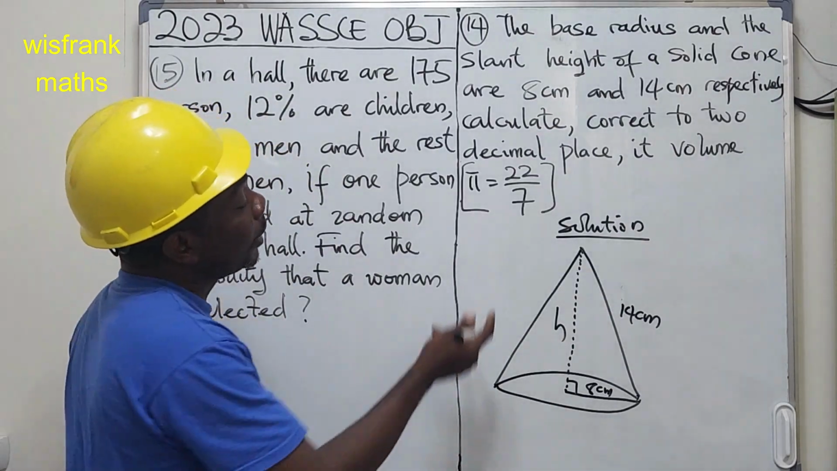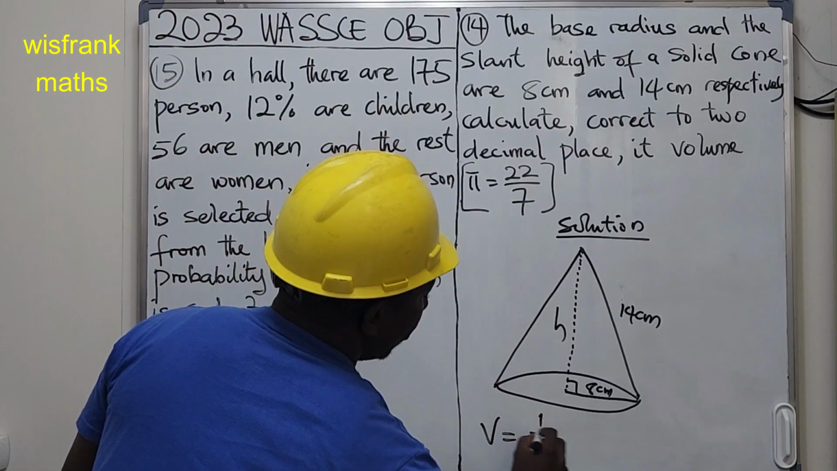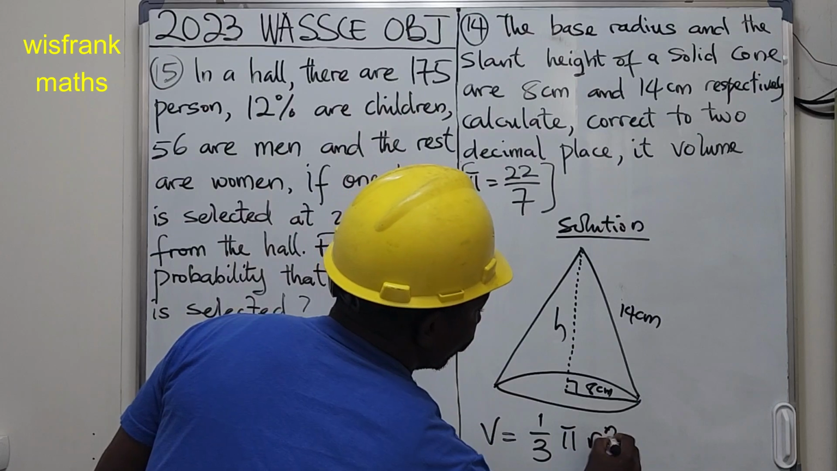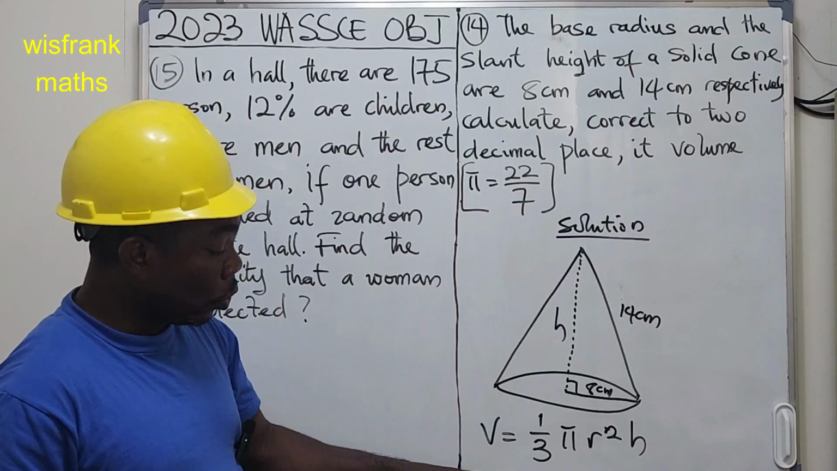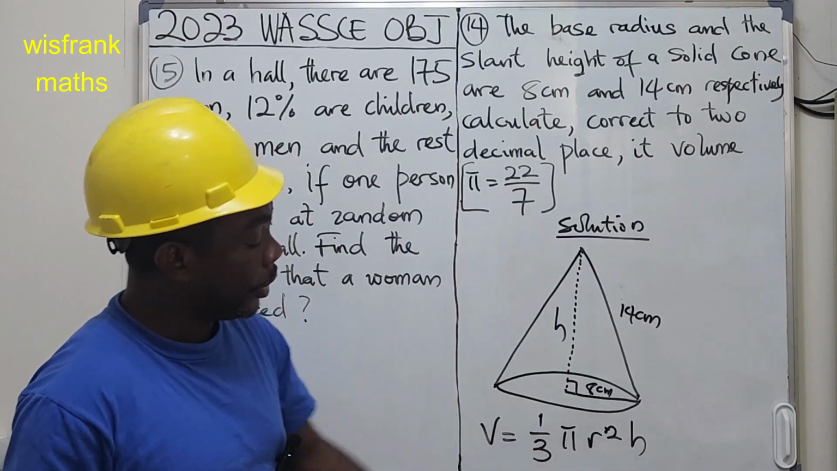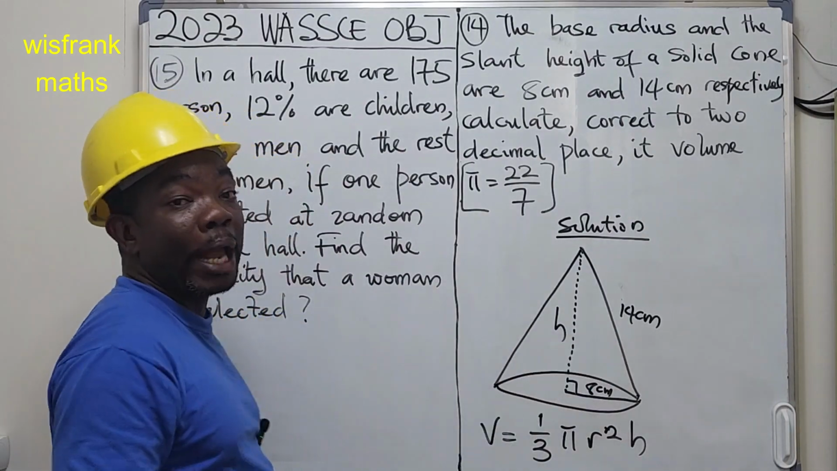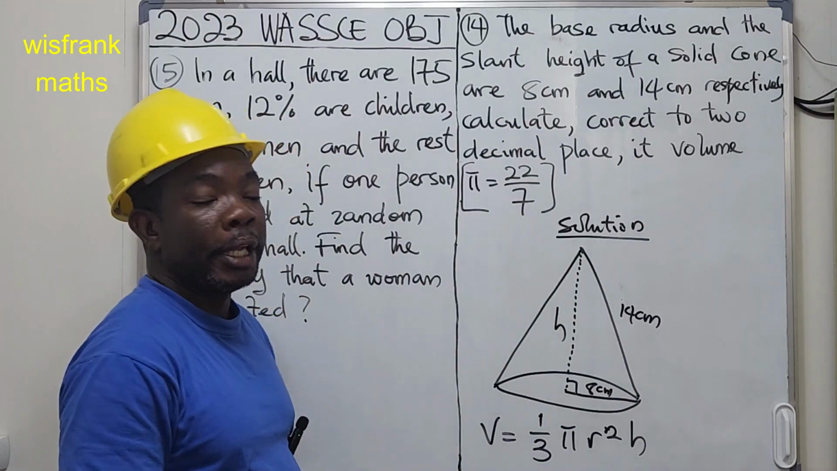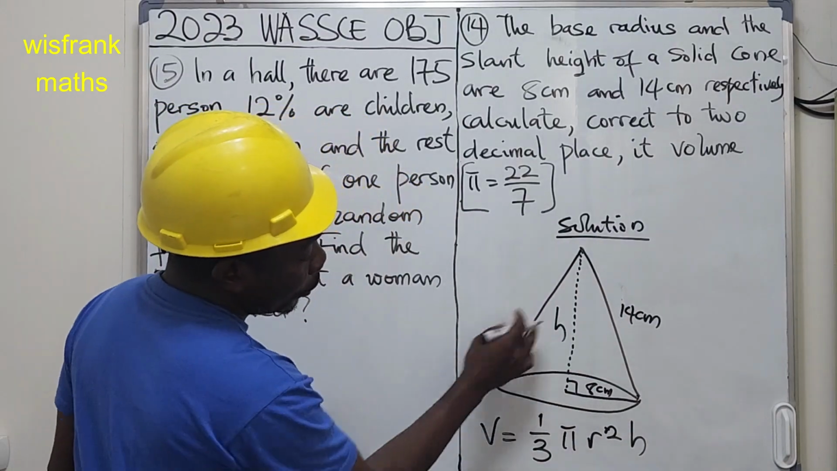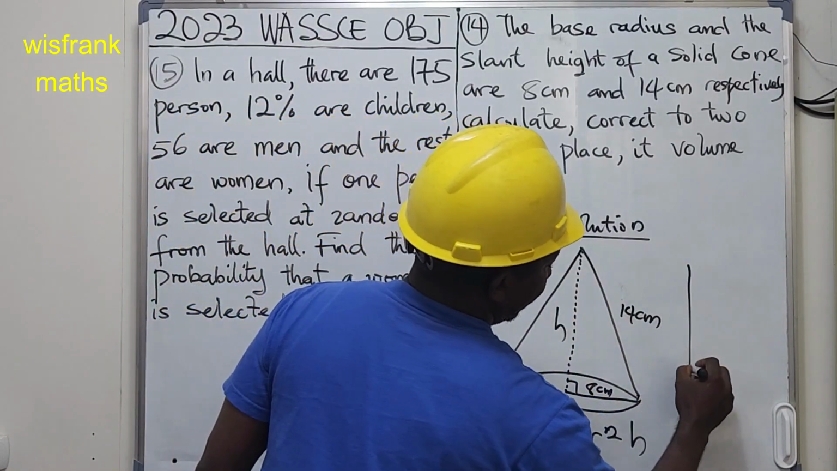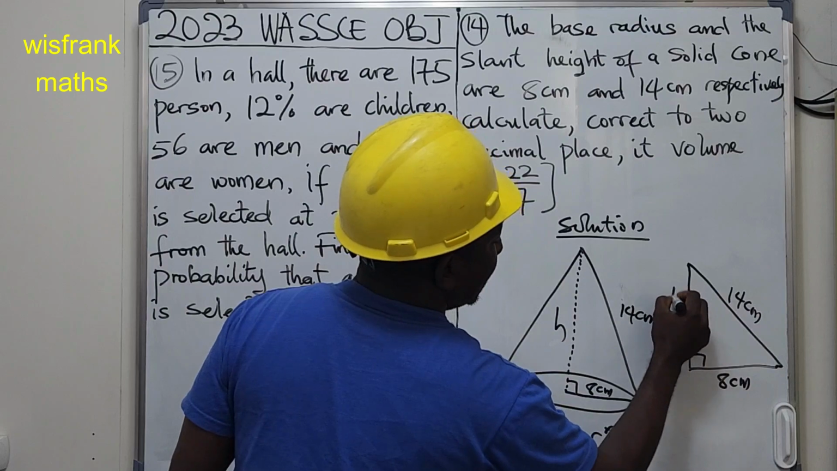In the formula for calculating the volume of a cone, V equals 1 over 3 pi r squared h. In this case, we don't have the value of h, but the slant height is given. We cannot use the slant height to substitute in the formula for the volume of a cone. We need to bring out this triangle. If you look at this cone, it has a triangle this way, 90 degrees, 8 cm, and this is the slant height, 14 cm, and this is the height.